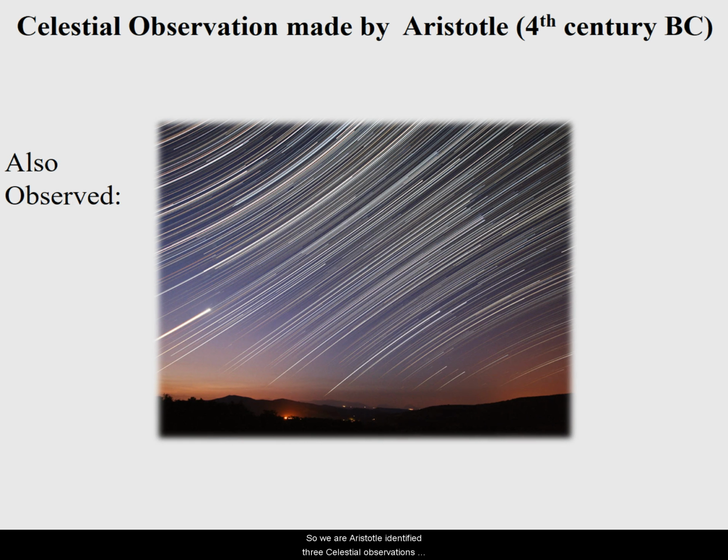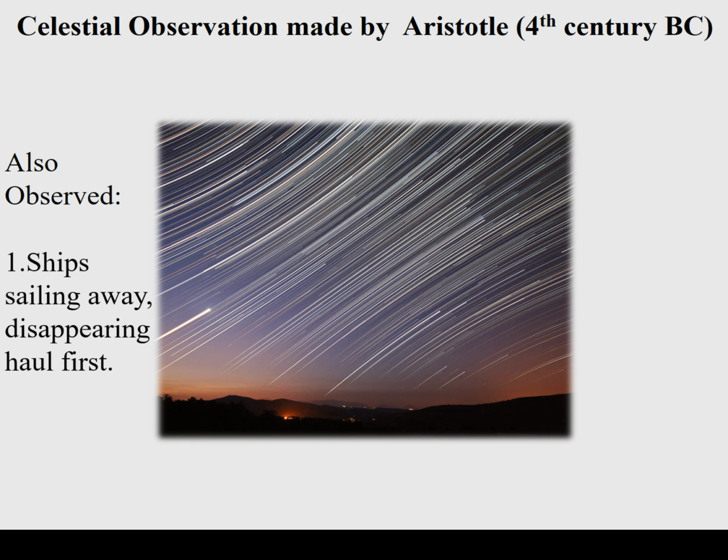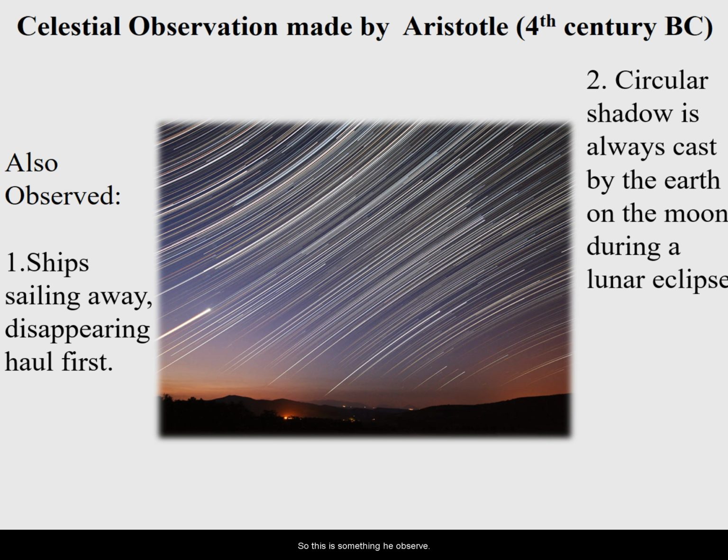So Aristotle identified 3 celestial observations that were made during the 4th century BC. Now, celestial meaning these are observations by the stars and the sun. So his first observation was that as ships sail away in the distance, they start to disappear hull first. So the body of the ship disappears, then you start to see the mast disappear, and eventually the sails and the crow's nest.